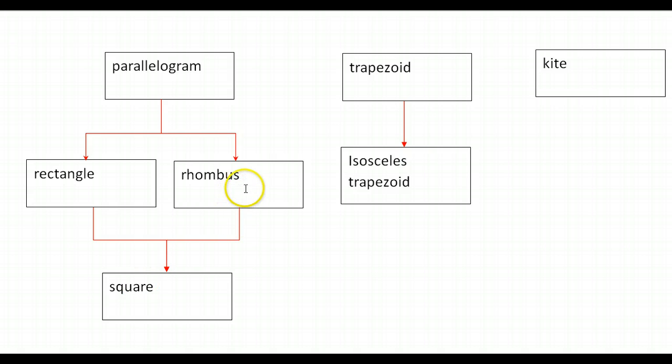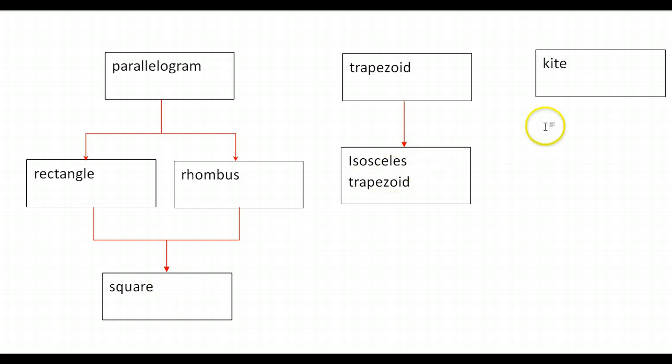Same thing with a rhombus. If we decide it's a rhombus, but we decide it's not a square, we have to say why it's not a square. If we decide it's a trapezoid, we have to say why it's not an isosceles trapezoid. If we decide it's a kite, we're done. If we decide it's an isosceles trapezoid, we're done. If we decide it's a square, we're done.